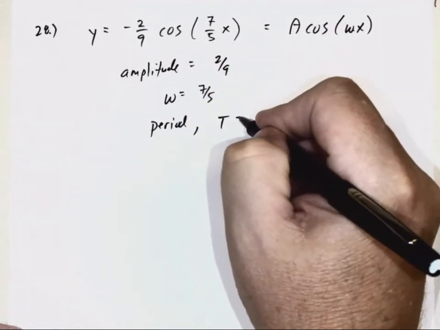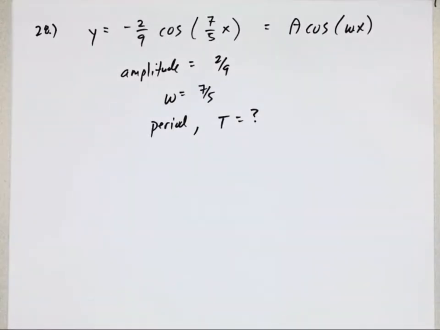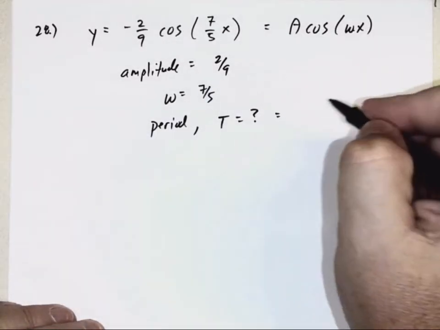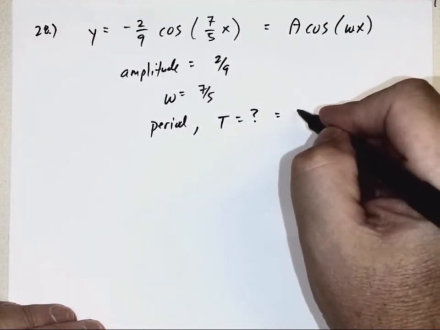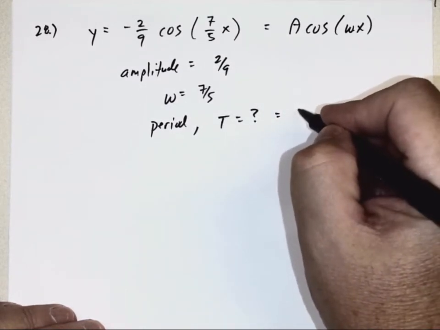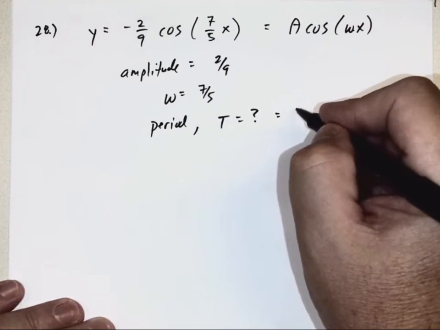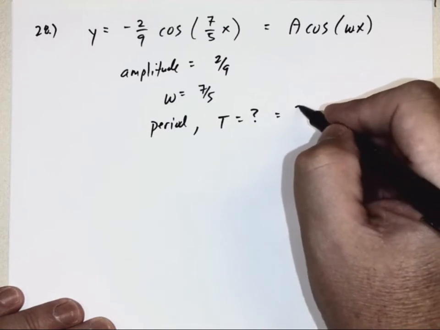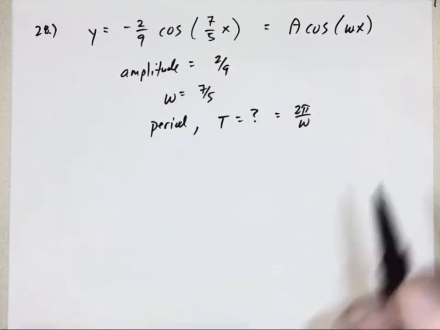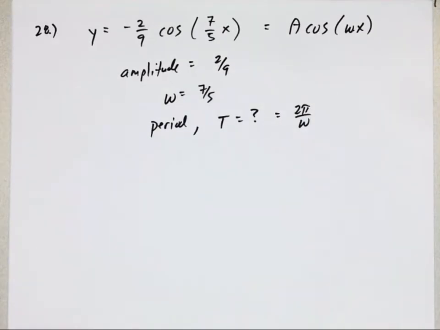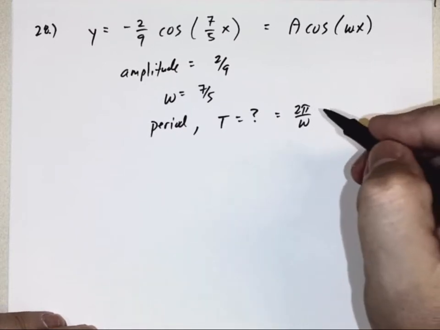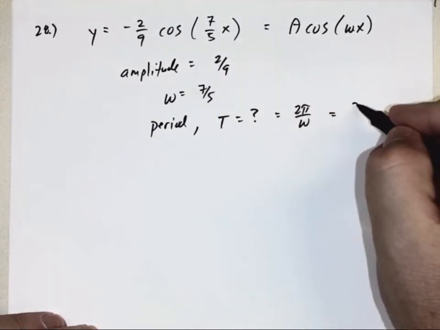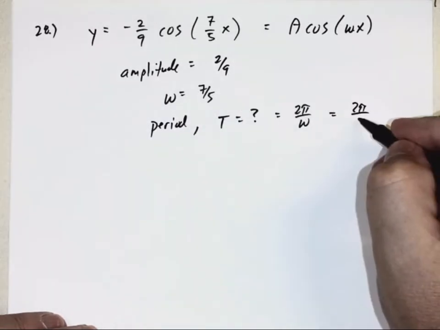And the last thing they ask for is the period, which is always labeled capital T. The period, remember, there's a little equation, and it is, I'm trying to remember myself. The period is 2 pi over omega. I just determined the omega, so it's 2 pi over 7/5.